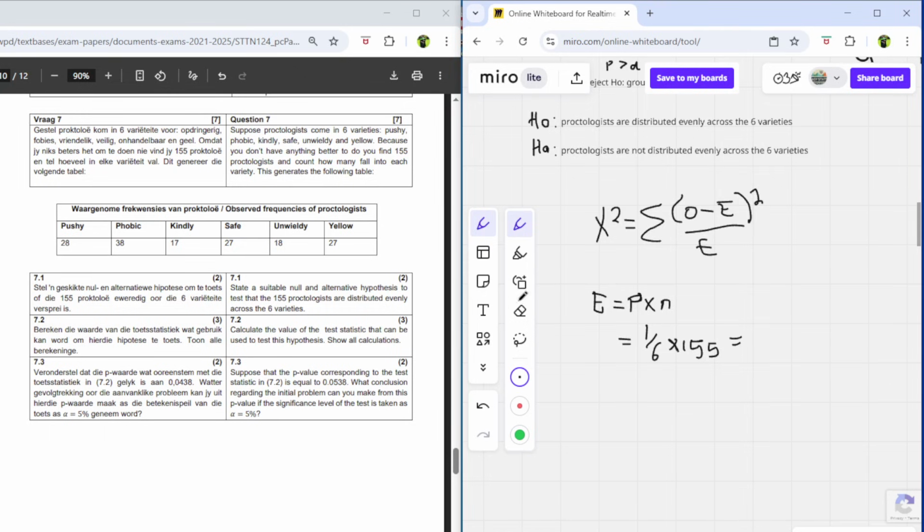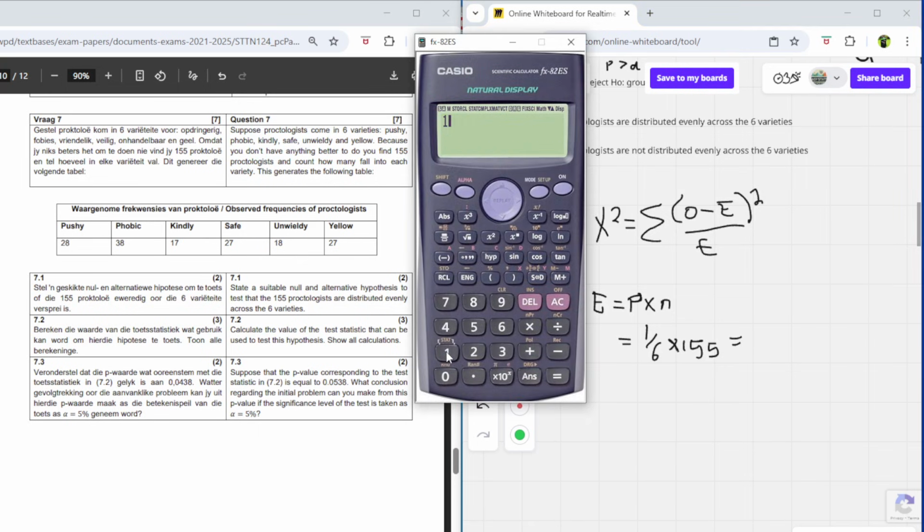So if there were 7, we're going to say 1 over 7. If there were 4, we're going to say 1 over 4, and so on. You do that when you don't have the proportions from research that was done before. So it's 1 over 6 multiplied by 155. This answer will be the answer for all of them, 25.83.